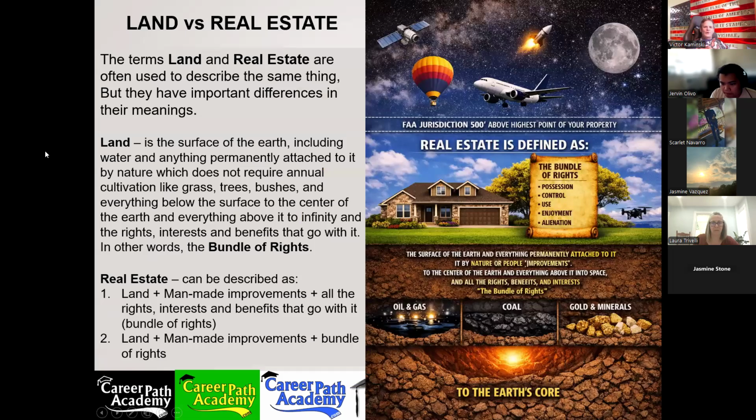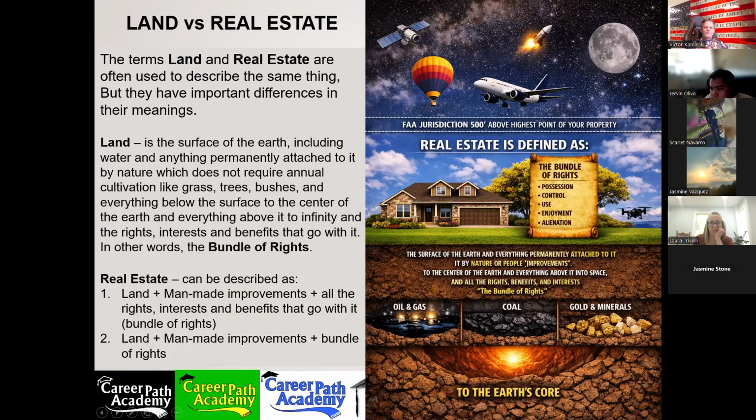Look at that AI photo I made to describe real estate. Real estate's defined as, well, it includes the bundle of rights: possession, control, use, enjoyment, alienation. The surface of the earth, everything permanently attached to it by nature or by people. That includes improvements. Everything below the surface of the land to the center of the earth, and everything above it into space. And all rights, benefits, and interests that go with it, the bundle of rights.